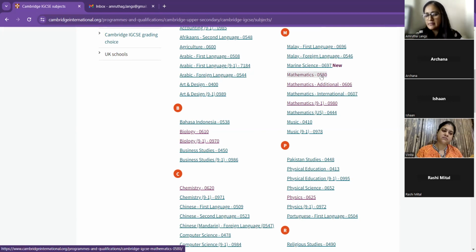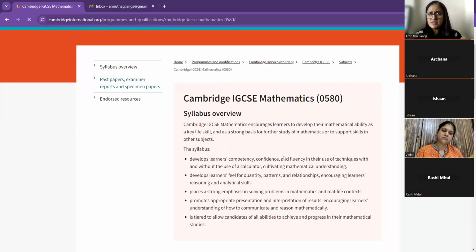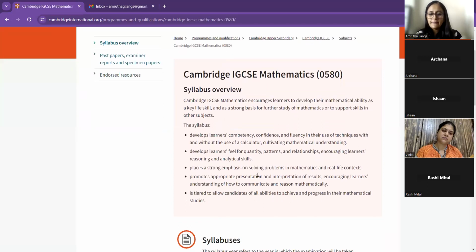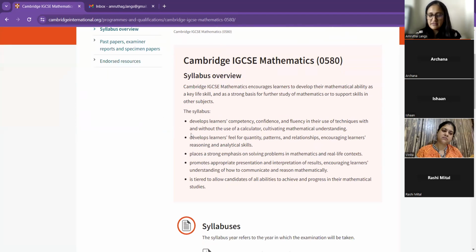0580 is the normal mathematics. Let me tell you, even their regular normal mathematics, like I'm calling it in a very simple way, is pretty high level. Cambridge mathematics pretty much covers the Indian board's 11th grade mathematics, because you have calculus, functions, derivatives, you have all of that in mathematics. Okay, so this is the regular mathematics. Mathematics 0580 is the code.